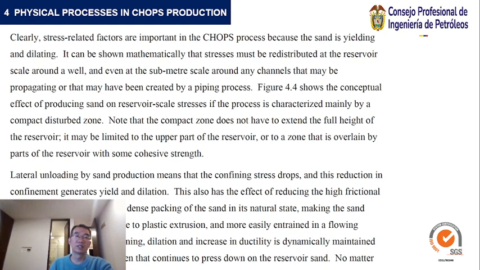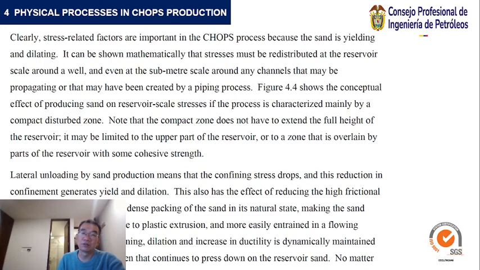Clearly, stress-related factors are important in the CHOPS process because the sand is yielding and dilating. It can be shown that stress must be redistributed at the reservoir scale around the well, and even at the submeter scale around any channels that may be propagating or that may have been created by a piping process.